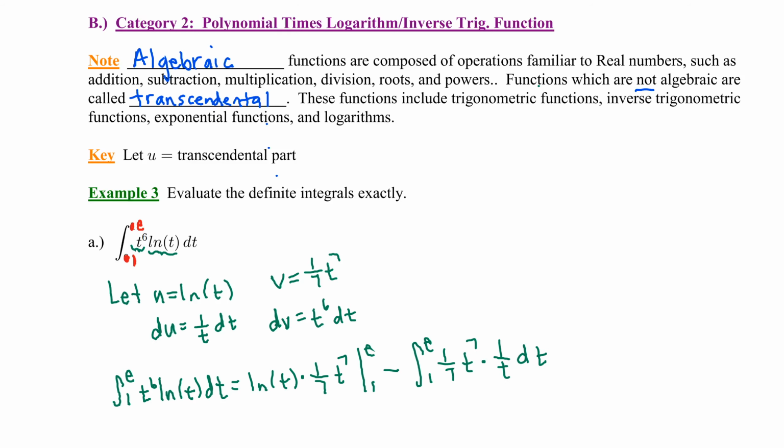So again, to be clear, we are applying the integration by parts formula. We have u times v minus the integral of v du. So that is our guiding formula to get everything in the right place.